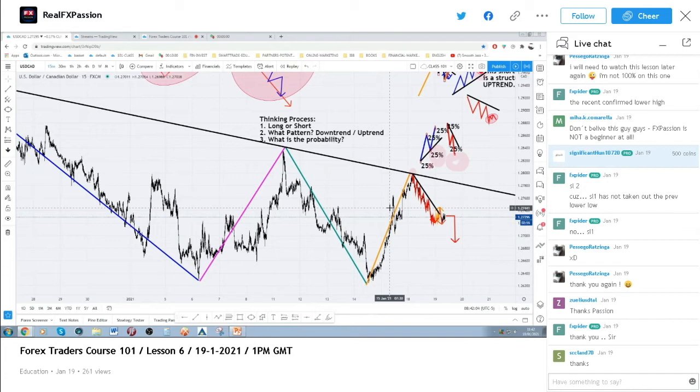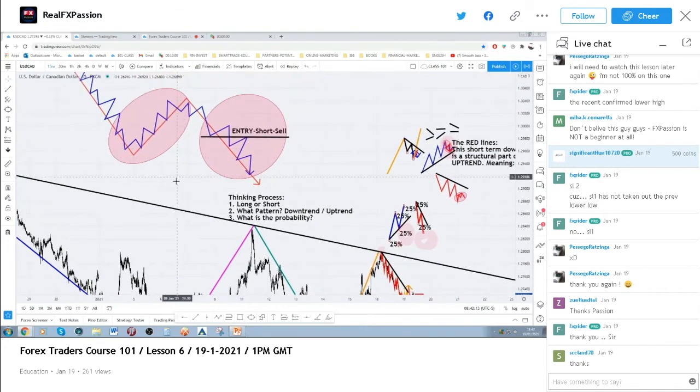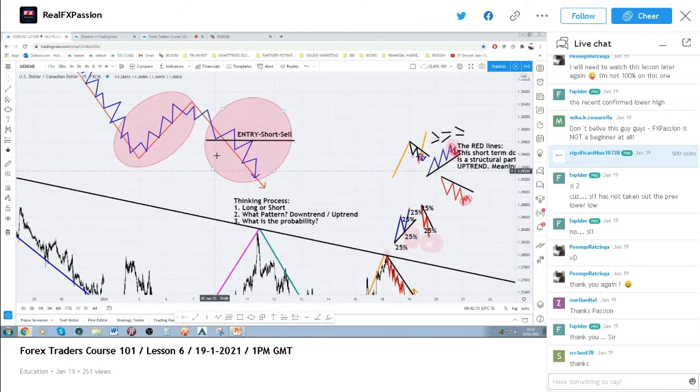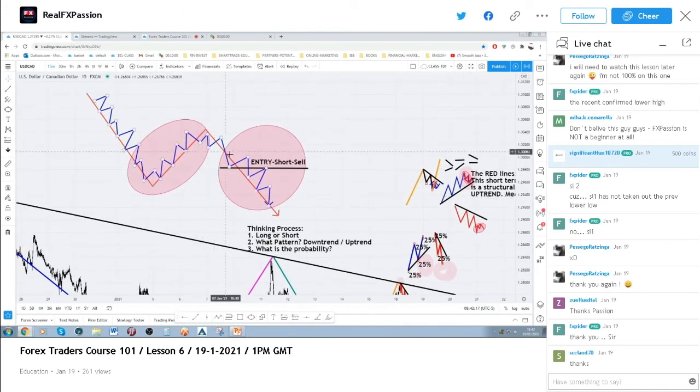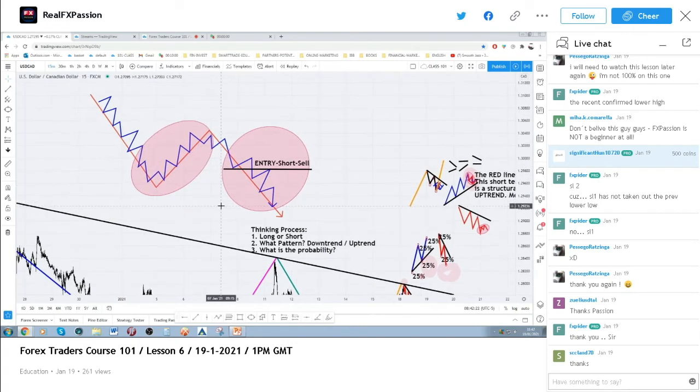Yes, Pesego, what if you don't have enough capital to trade the big one? Yes, makes sense, right? The blue line, the short-term trend, is the structural part of the big one, of the overall trend. So hopefully, everybody, as beginner traders, we are learning that not all lows and highs are equal. Not all highs and lows are relevant.